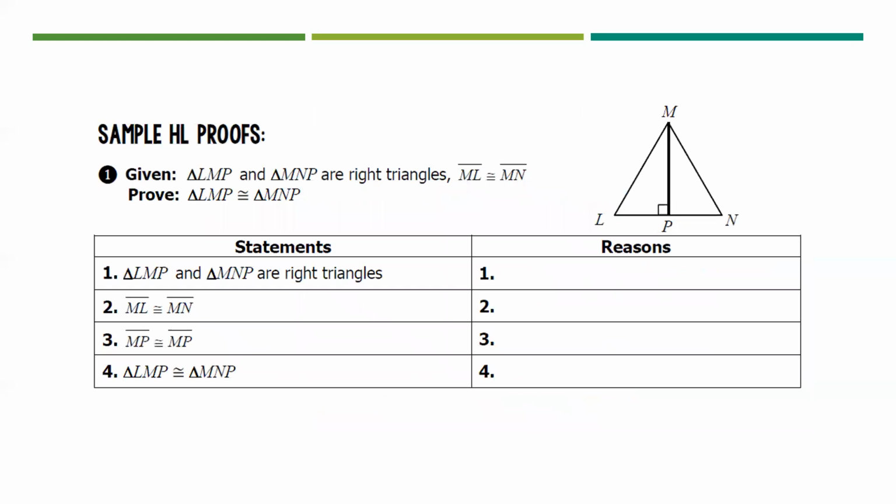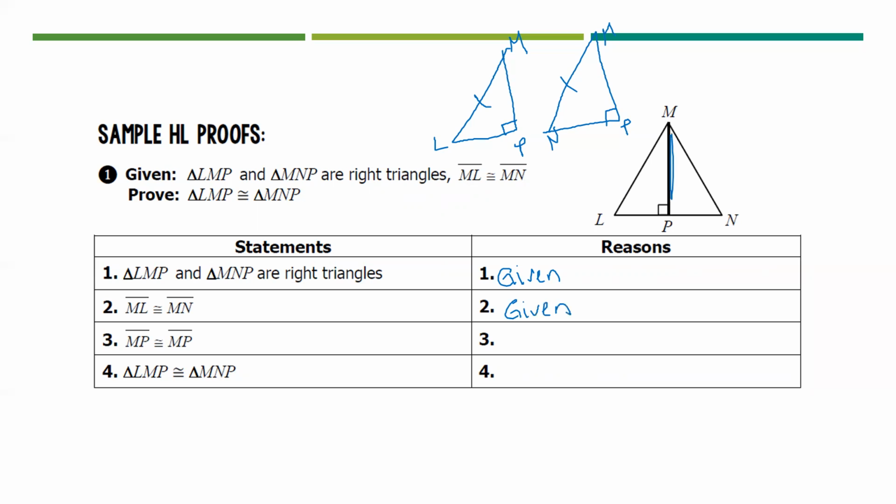So looking here, I'm going to redraw these two triangles separate from each other. Okay, I've got P, M, and L, and P, M, and N. And it says that triangle LMP and triangle PMN are right triangles. That's given. So I'm going to go ahead and make them right triangles. Here we go. And then it says that ML is congruent to MN. ML and MN. Oh, those are the hypotenuses.